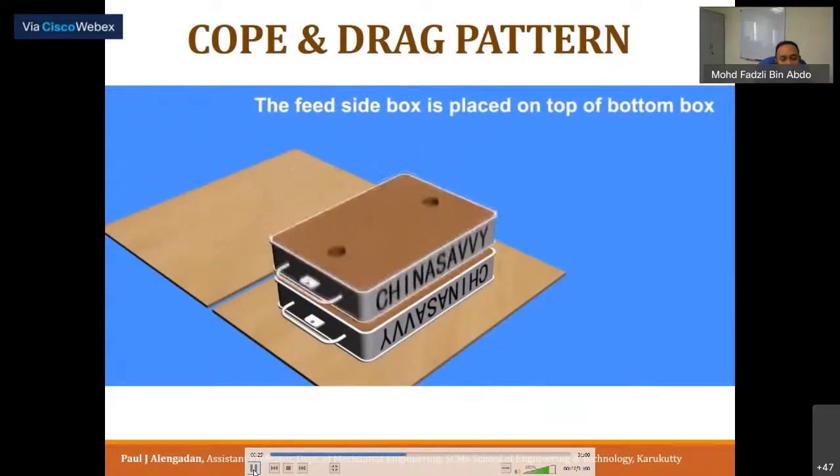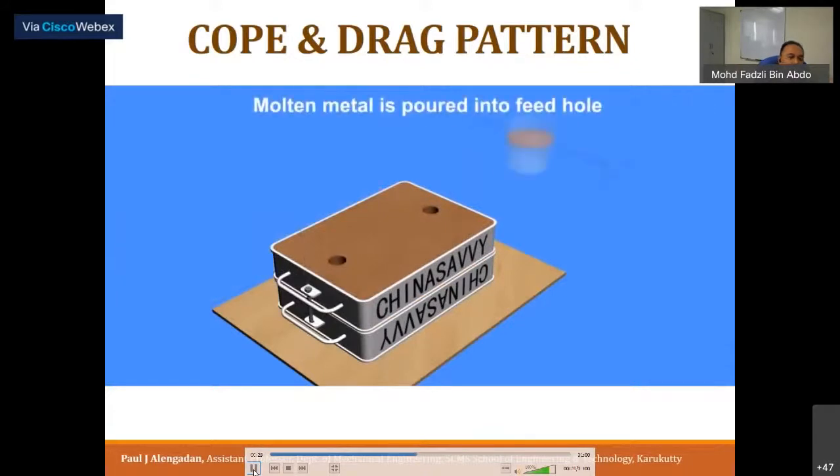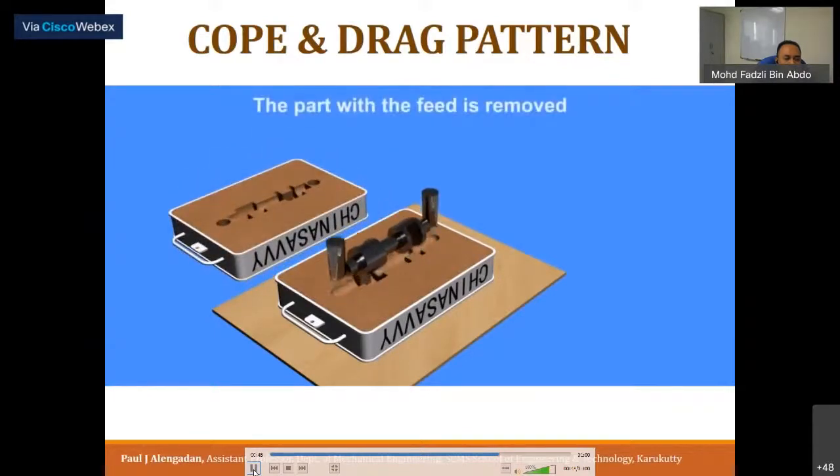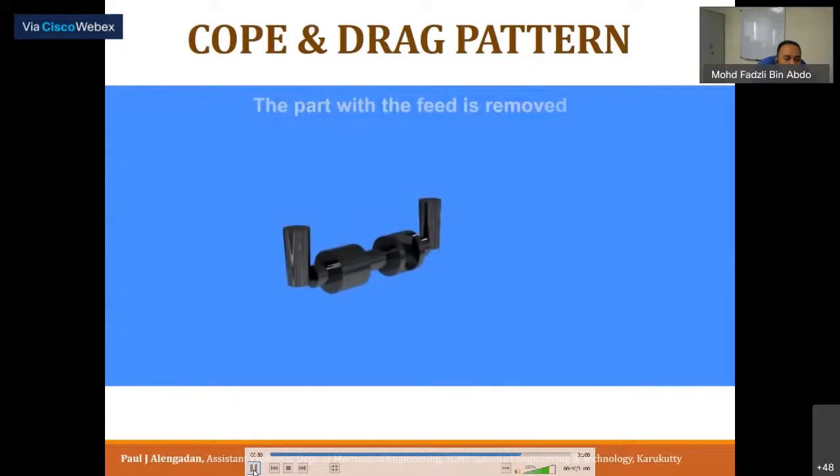And then kita tekapkan. Ni sama juga macam yang lepas yang saya tunjuk hari tu. Molten metal. Okay, kita masukkan molten metal dalam feed hole. Kita biarkan dia solidify, kering, bekulah. And then barulah kita buka dia punya mold tadi. And then dapatlah you punya product, the parts. And then untuk post processing, you cut off lah. Okay, this is the finished cast parts.